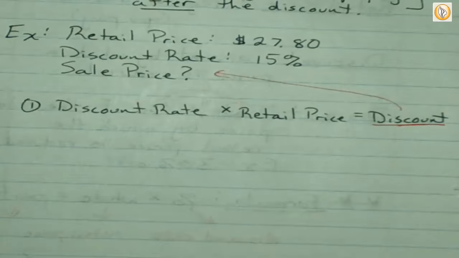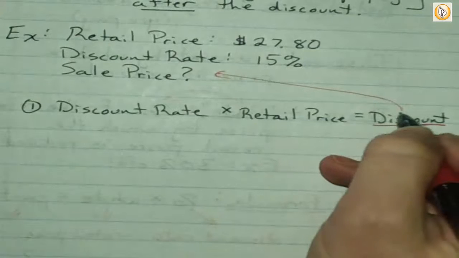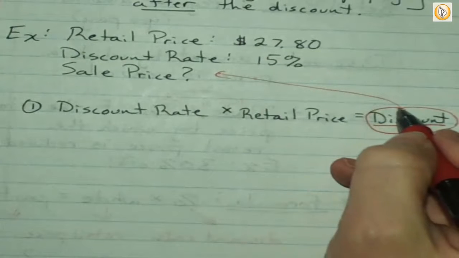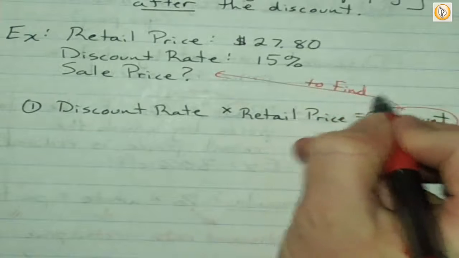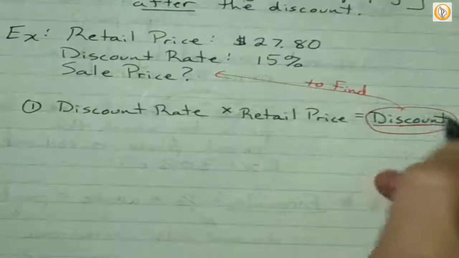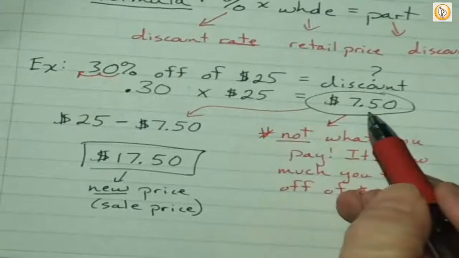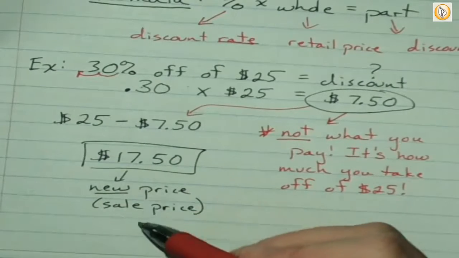So, yes, Kelly. Just to make sure, the discount is the sale price, correct? No. Let's see. We need to find this to find this. We need to get the discount to find the sale price. Because remember right here, we found the discount, but to find the sale price, we have to subtract.